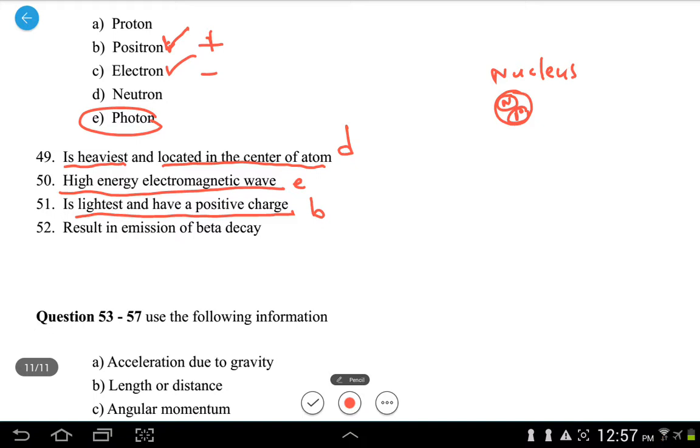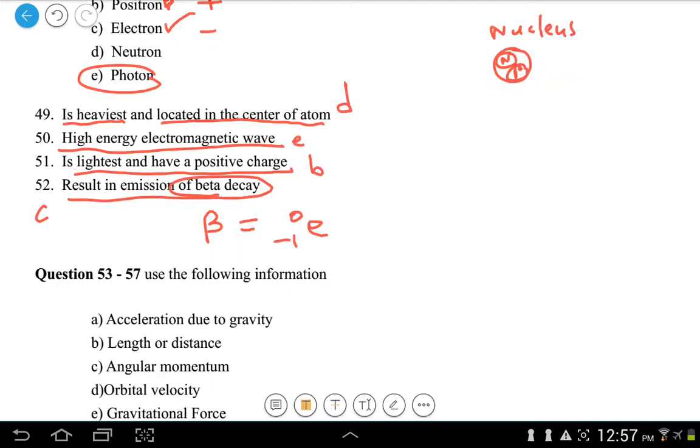Number 52, result in emission of beta decay. A beta decay is actually equivalent to an electron being shot out. So in this case, my answer will be C.